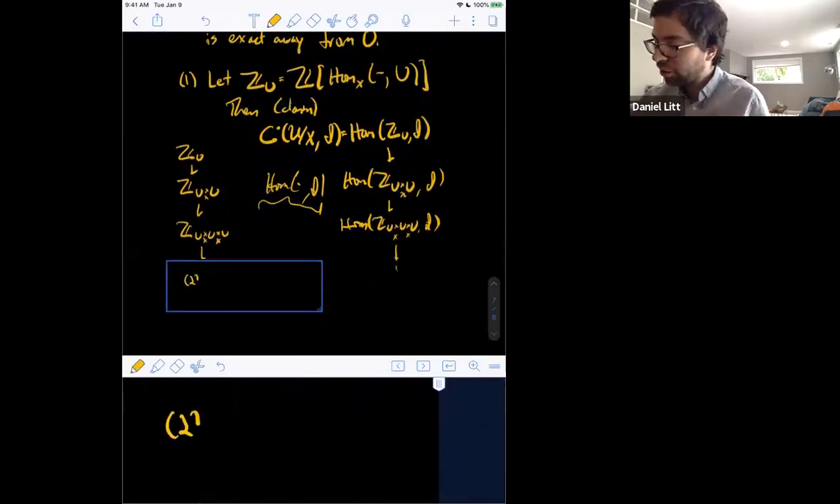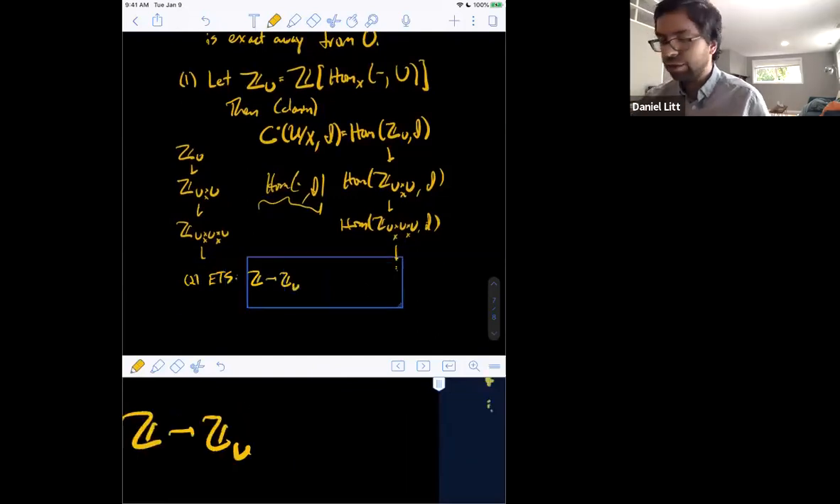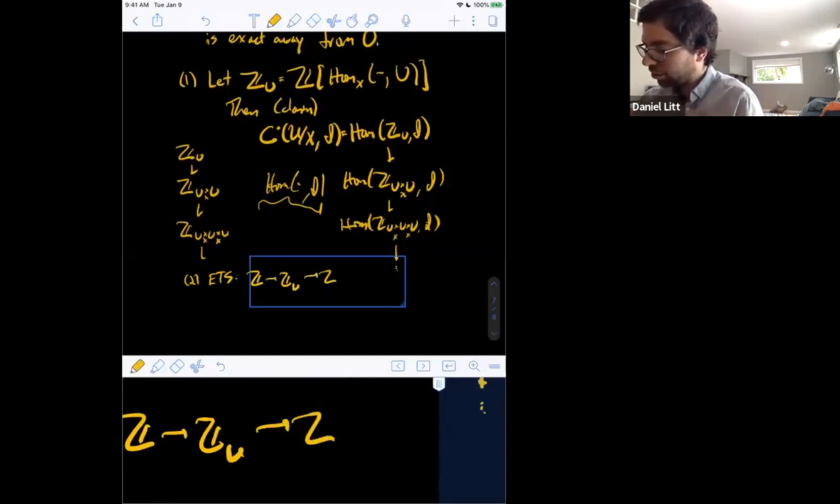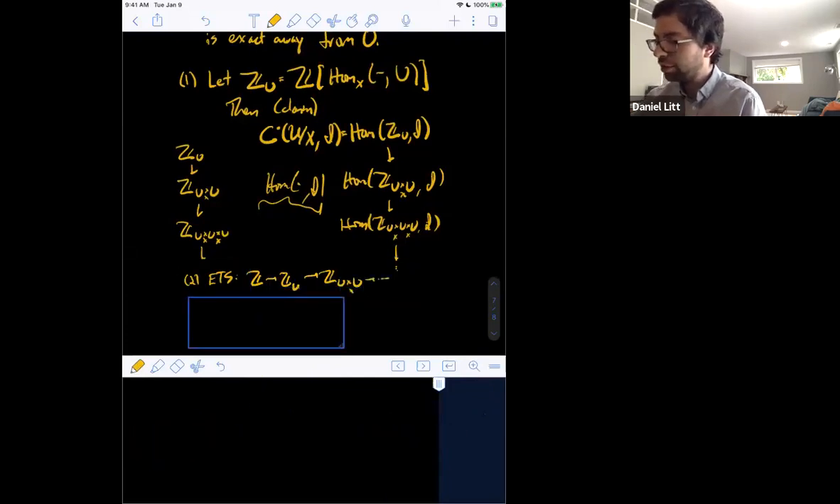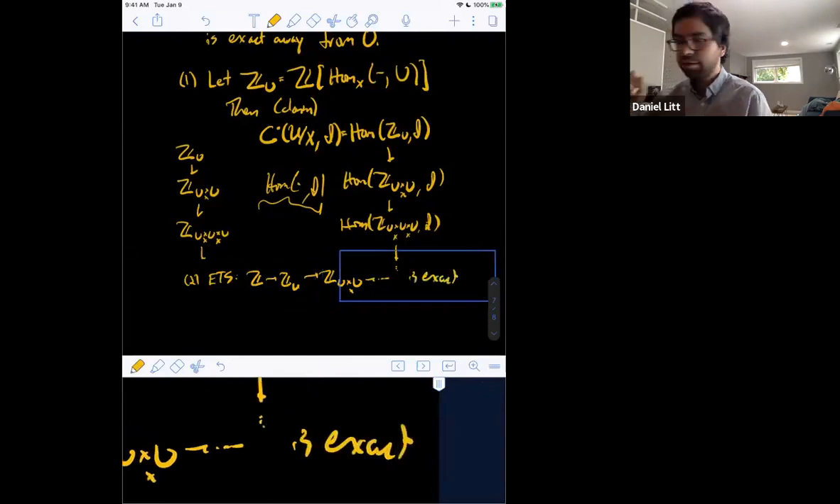Okay, now two, I claim it's enough to show that this complex Z to Z_U, there's a natural map Z to Z_U, just the inclusion of constant maps into Z_U. This goes to Z of U cross U over X and so on. So the claim is that it's enough to show that this is exact. Can anyone tell me why that is?